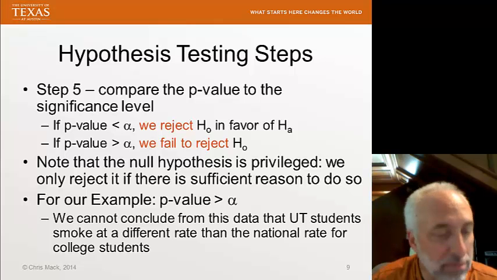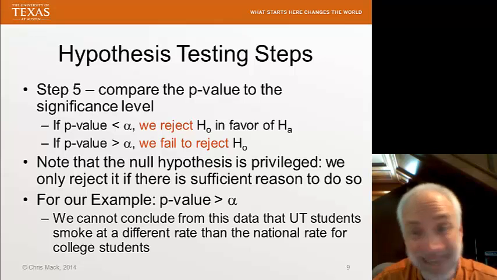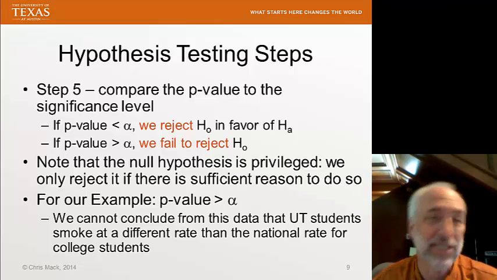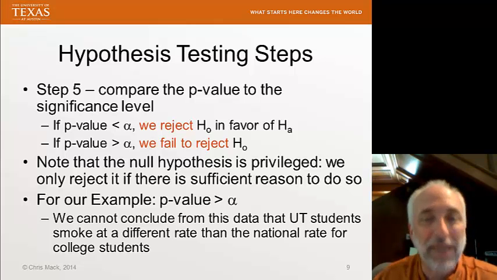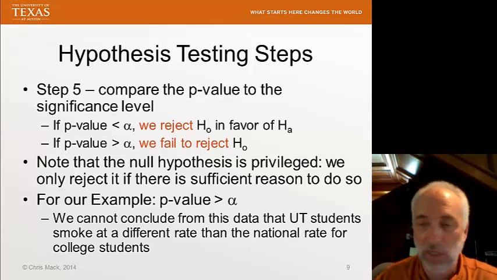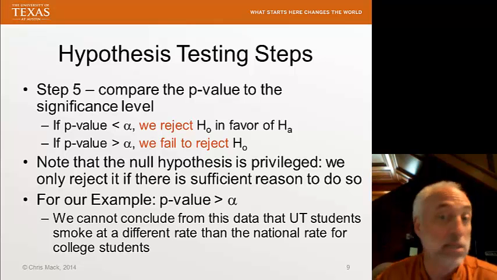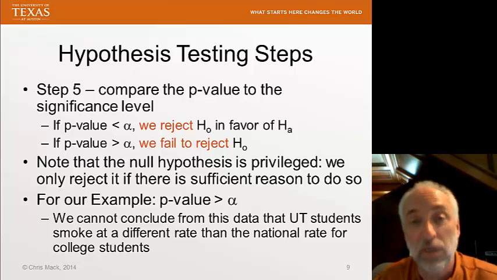This is an interesting philosophical point. In science, we do not prove that a theory is true. In science, we accumulate evidence that fails to reject that theory. And the more evidence we accumulate that does not reject the theory, the more we accept that theory. It's not the same thing as proving the theory to be correct. And in this case, we haven't proven that UT students smoke at the same rate. We simply have failed to prove that they smoke at a different rate.